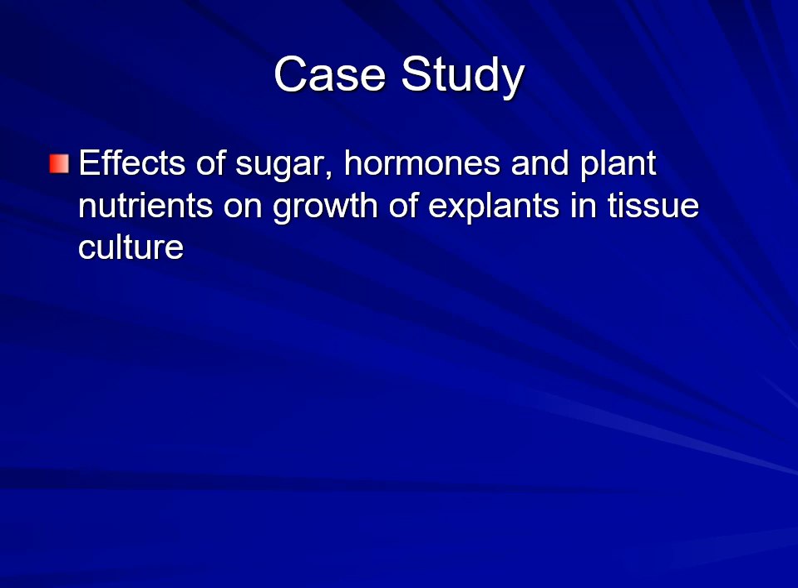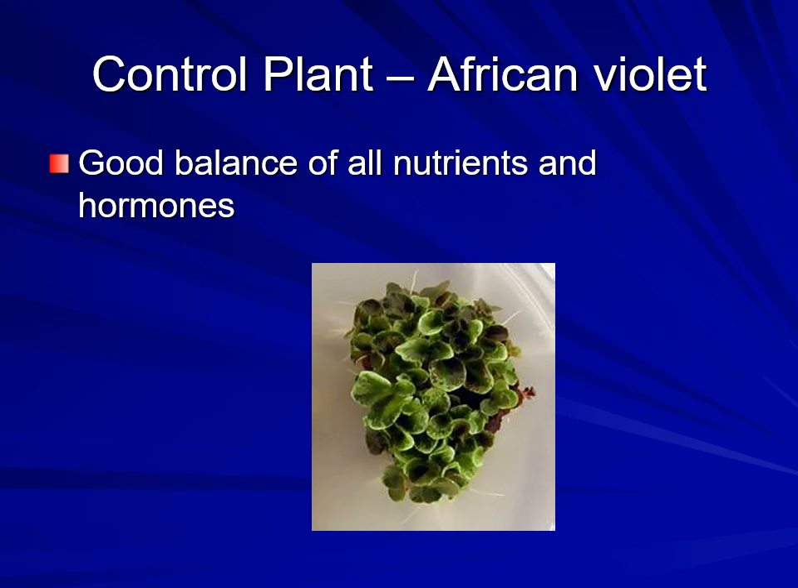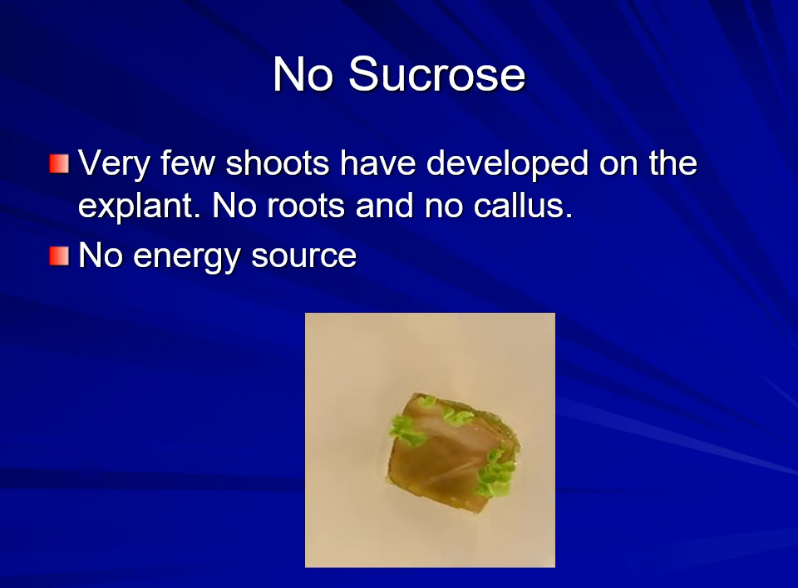Let's look at a case study. So again, on the PowerPoint, you can look at more of the slides. I'm sort of skipping a few just to look at the key ones here. But this study is looking at both sugar and plant hormones on the impact of growing African violet leaf samples, sort of like what you tried in your lab. So here's a normal, balanced cutting, where we're getting shoots and roots all over. It looks healthy. So that's when everything's going well.